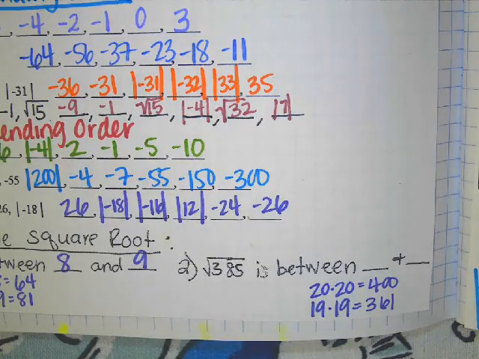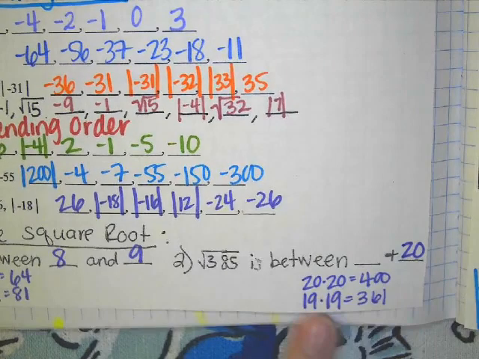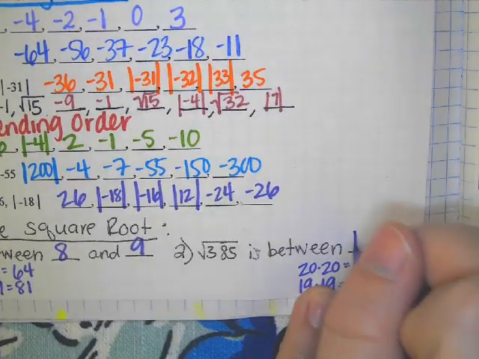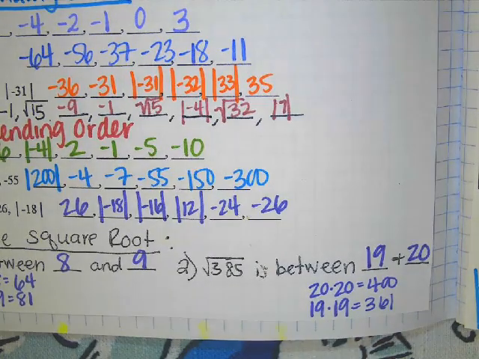Looking at the square root of 385, I know that 20 times 20 is 400. So that would be my highest number. Next, I would try 19 times 19, which gives me 361. So I know that the square root of 385 has to be between 19 and 20.